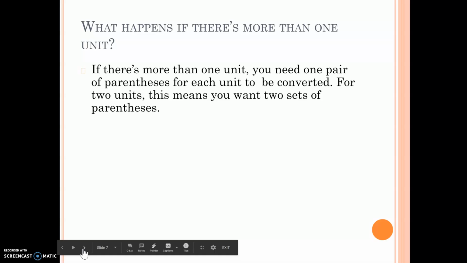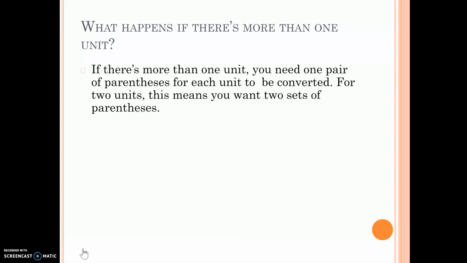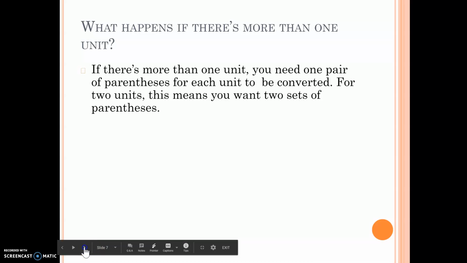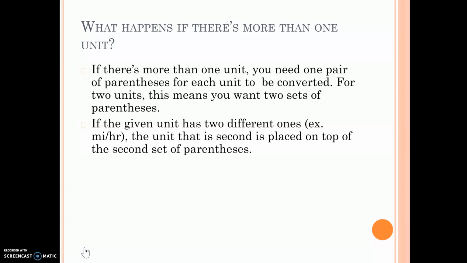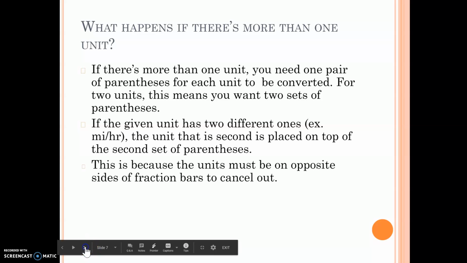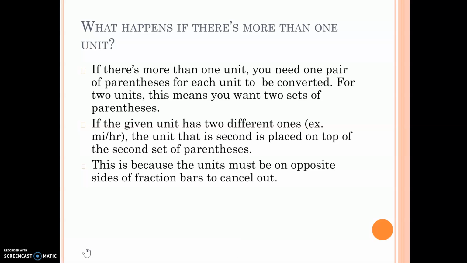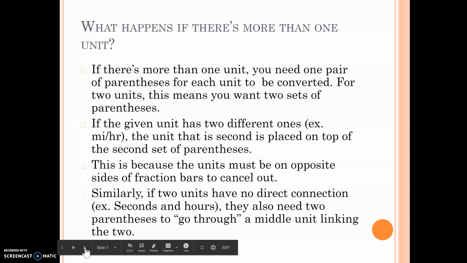If there's more than one unit, you need one pair of parentheses for each unit you are going to be converting. For 2 units, this means you want 2 sets of parentheses. If the given unit has 2 different ones, for example, miles per hour, the unit that is second is placed on top of the second set of parentheses. This is because the units must be on opposite sides of fraction bars in order to cancel out.